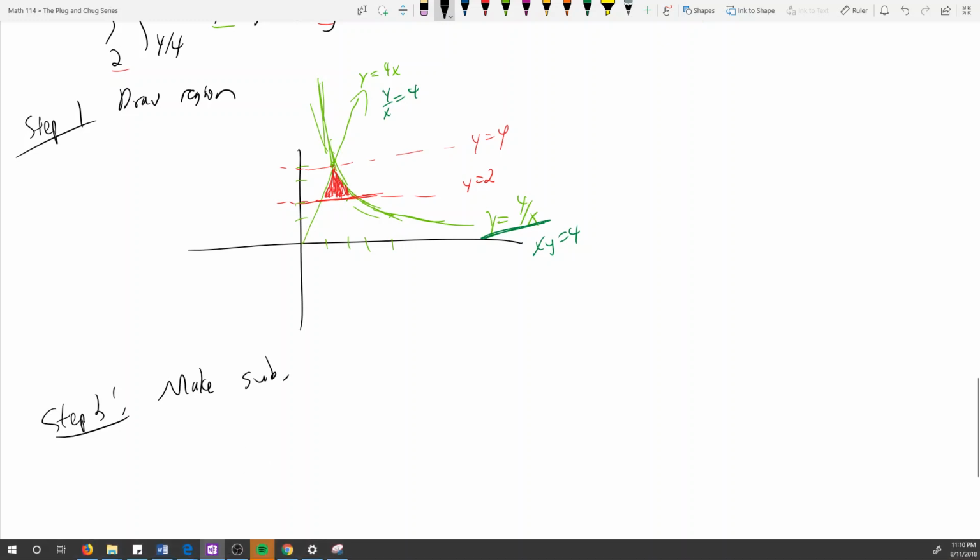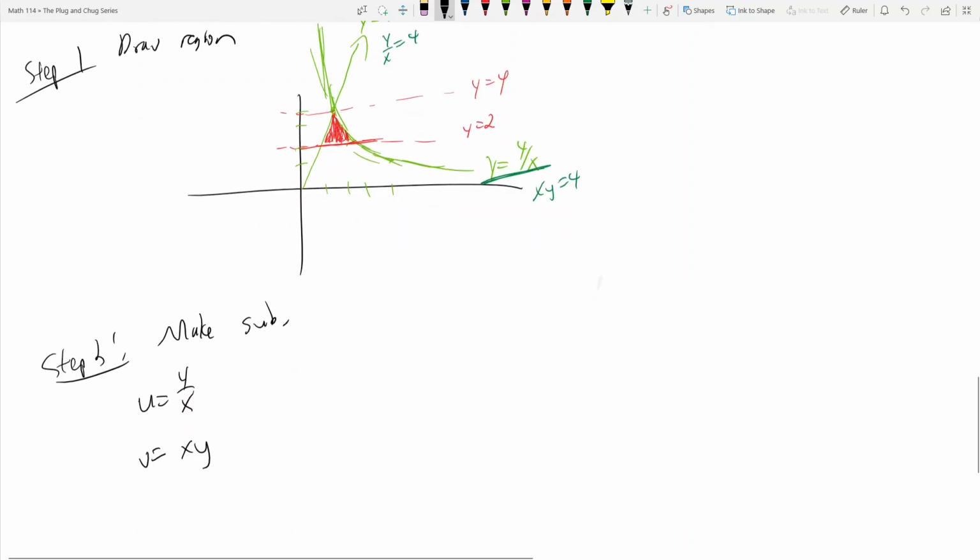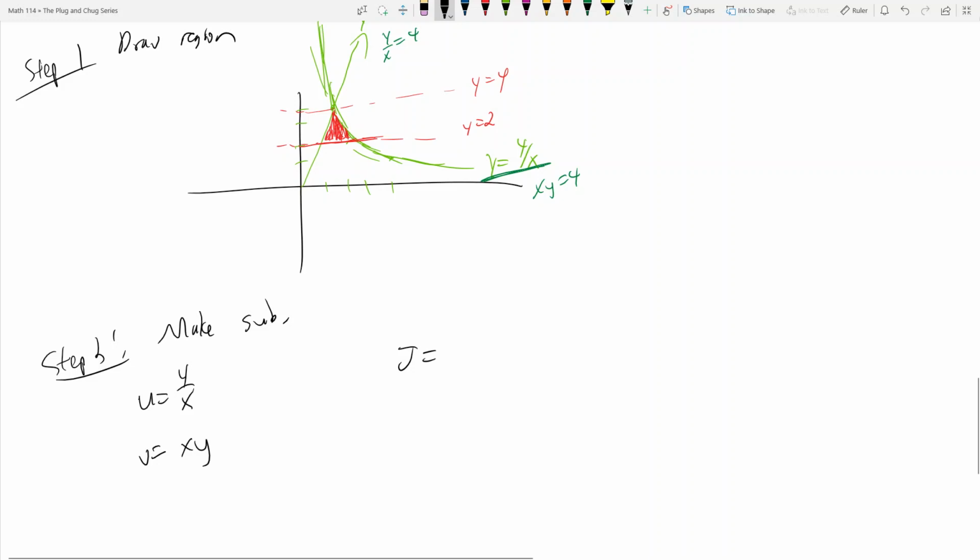I'm going to say u is equal to y over x, and v is equal to xy. And so now my Jacobian is going to be the determinant of, what's the partial of u with respect to x? So du dx, we've got to use the quotient rule. So it's x times 0 minus y times 1, divided by x squared, and so that's negative y over x squared.